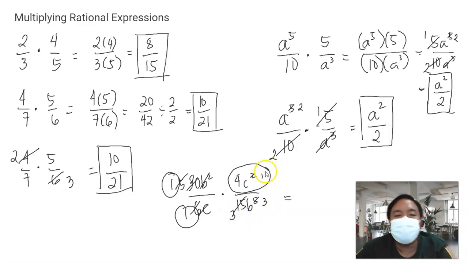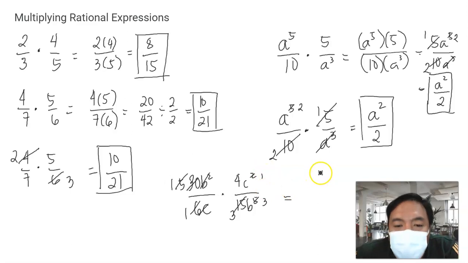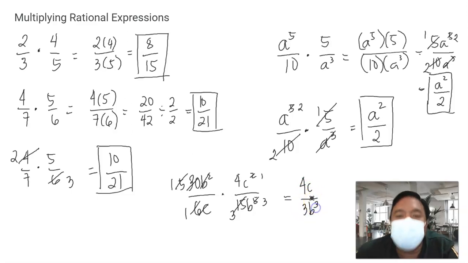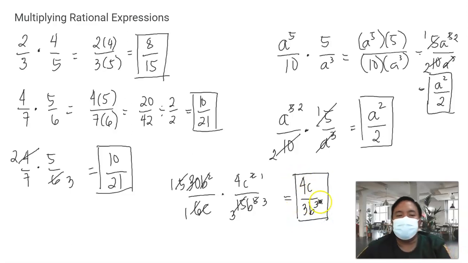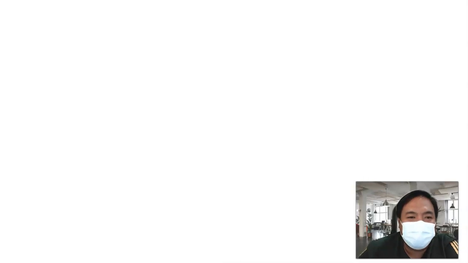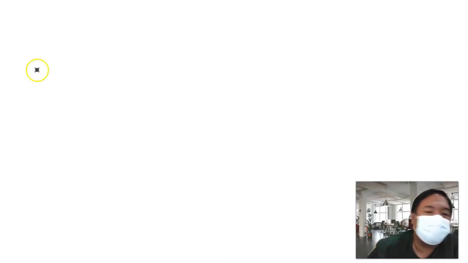O, isa-isayin na po natin siya. So, sa taas, 1, 4c raised to 1. 1 times 4c raised to 1 is 4c, or simply 4c na lang po yan. And then sa denominator, it will be 3b cubed. So, that will be our final answer. So, do we have the same answer? Very good.